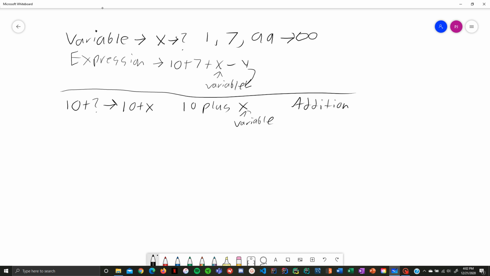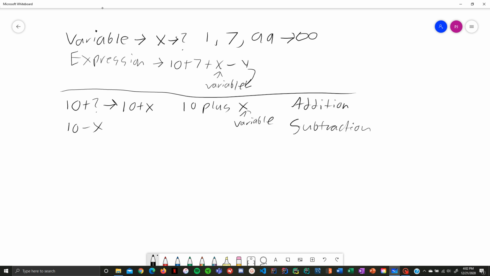And of course we can do this for subtraction too. We can do this for all operations. So maybe we want to subtract 10 minus x. Of course this really just means 10 subtraction. So 10 minus x. We can go ahead and write that down. Let's write that right here.